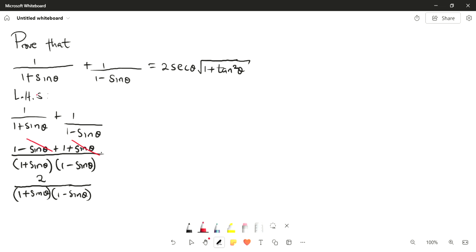Now if we check the denominator, our denominator is in the form a plus b times a minus b, where a is 1 and b is sine theta, same as what is here. So if this is the result, what you expect is to have a squared minus b squared. So this result is called difference of two squares. So that's what I'm going to apply here on the denominator. So I'll clear this part, as it was just used for illustration purposes.